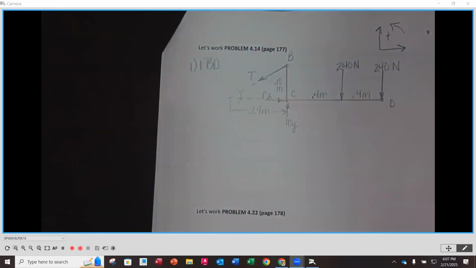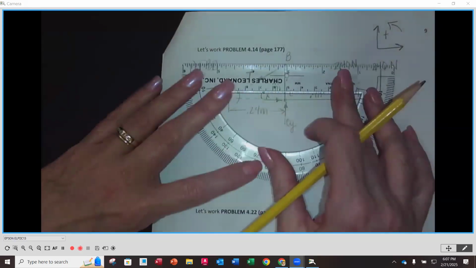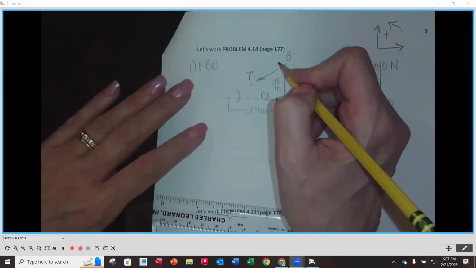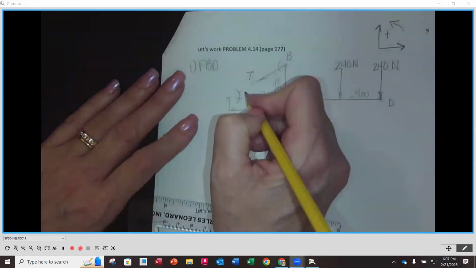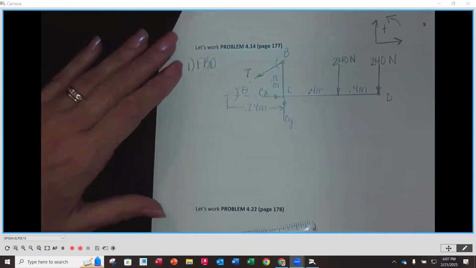Okay. Now it's at an angle, right? It's at an angle. So that means that we are going to need components. So we're going to need this angle, because that angle is going to be this angle, right? That angle is going to be that angle. So if we call this theta, for instance, we have the distances so we can figure that out.